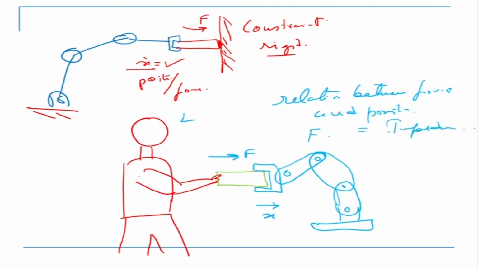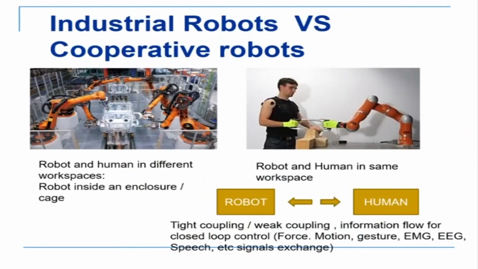Okay, so this is another example of constrained motion, in which the human is pushing or pulling and the robot also has to follow the motion. It's not a rigid environment contact, but the environment itself is changing. Okay, so this is a new kind of robot, called cooperative robots.